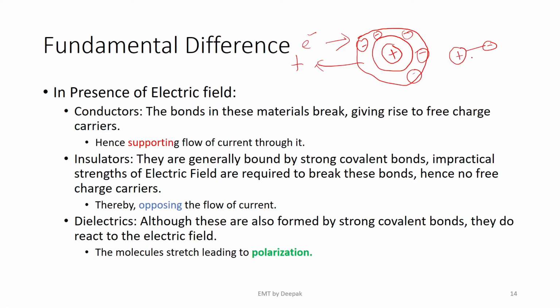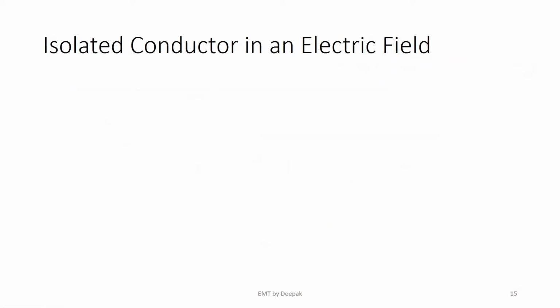This stretching of this atom or molecule is called polarization. What would happen because of this? We would discuss in detail in the next module. But right now, let us discuss how a conductor reacts in an electric field if it is kept isolated.